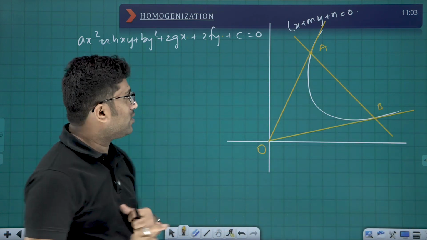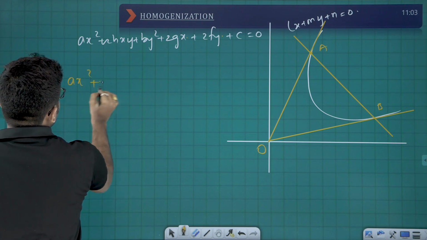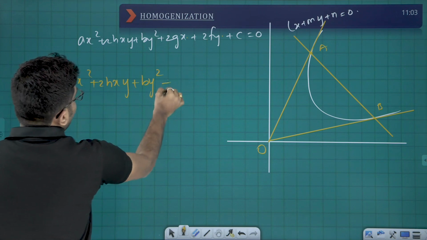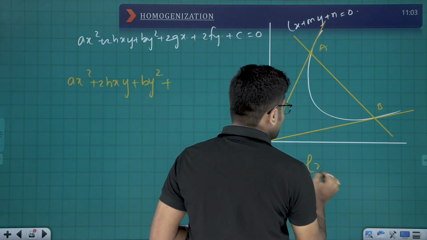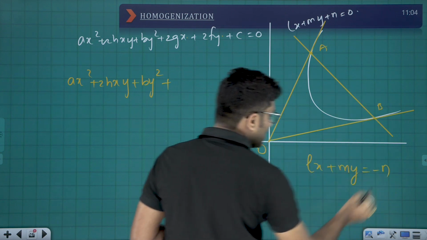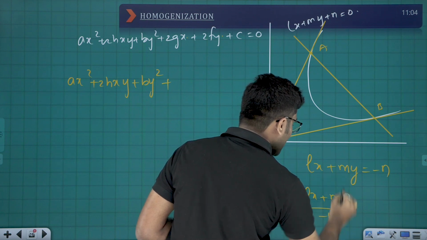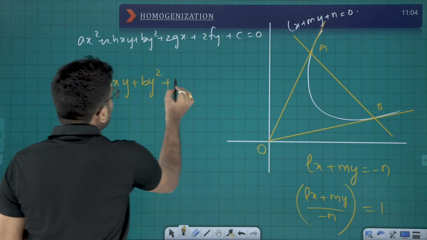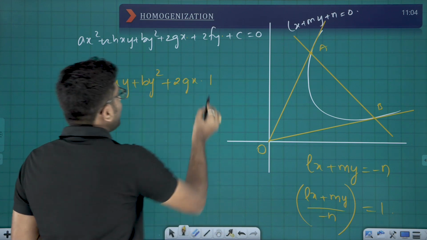So the combined equation of OA and OB will be now ax square plus 2hxy plus by square plus, homogenizing means with the help of this line. See guys, lx plus my plus n is equal to 0, so lx plus my is equal to minus n. So (lx plus my) divided by minus n is equal to 1. Now 2gx can be multiplied with 1, we won't get any change.